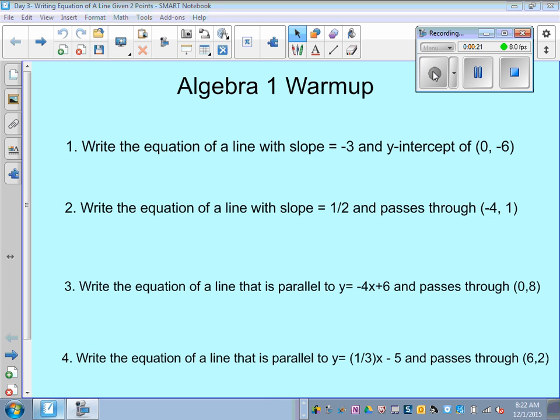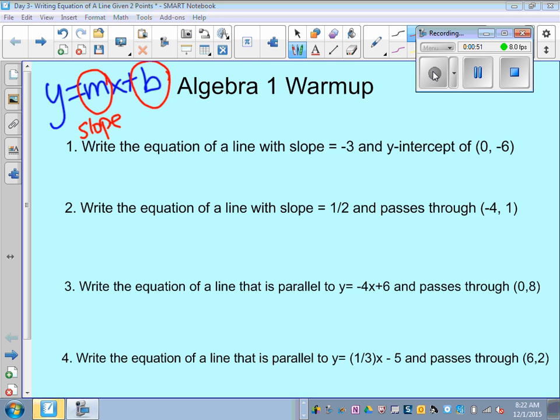Our first problem is the easiest one of them all. So we did that very first day. It says write the equation of a line with slope of -3 and y-intercept of -6. Remember, our equation that we use is y equals mx plus b. Which part of this equation represents my slope? And good. M is my slope, and thus b is my y-intercept.